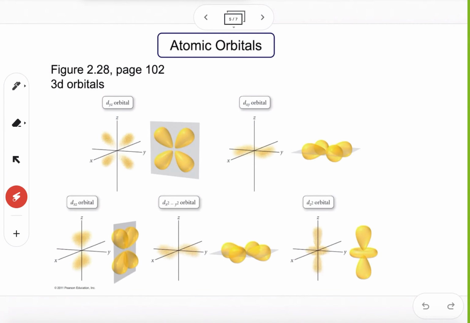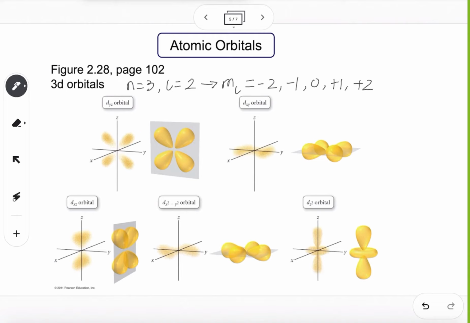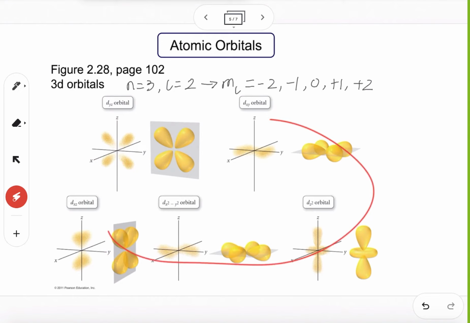Now the 3d orbitals. Now 3d, that means n equals 3, L equals 2. When L equals 2, there are 5 ML values: -2, -1, 0, +1, and +2. 5 different ML values represent 5 orbitals. That's why you see these 5 orbitals here: dyz, dxy, dxz, dx squared minus y squared, and dz squared orbital.